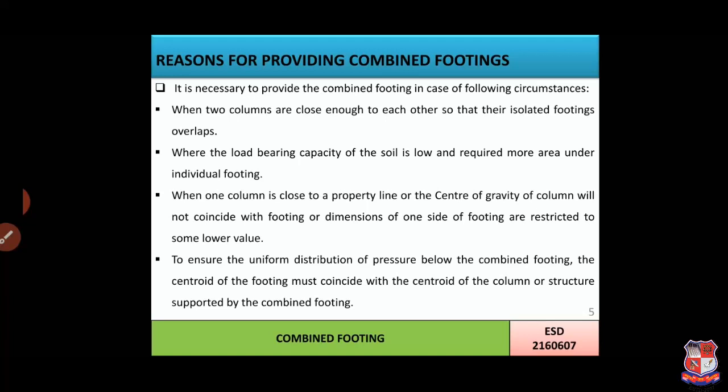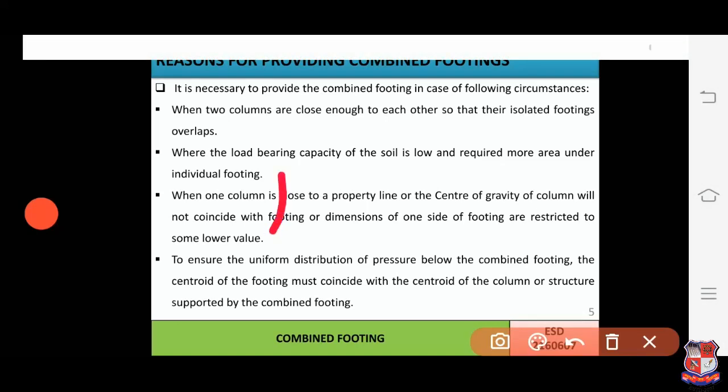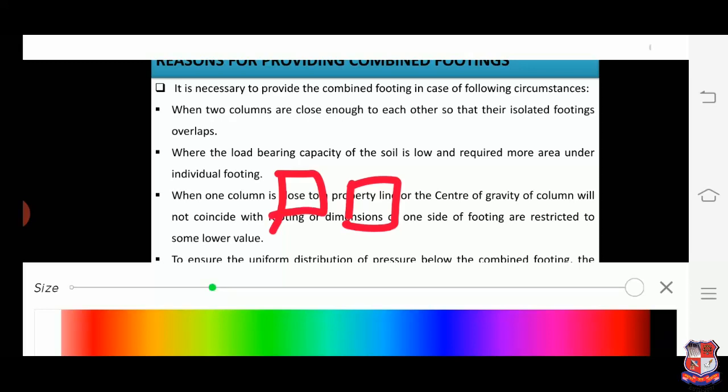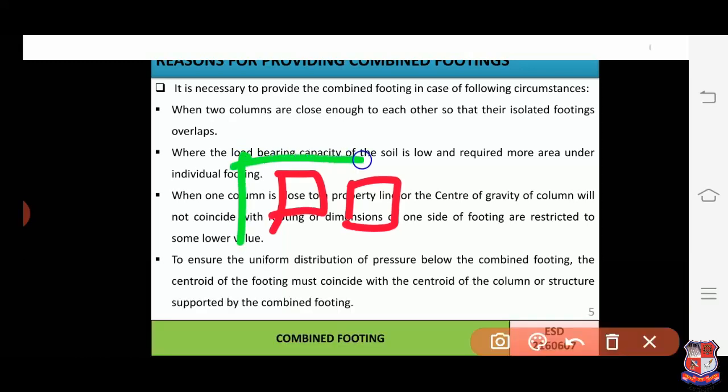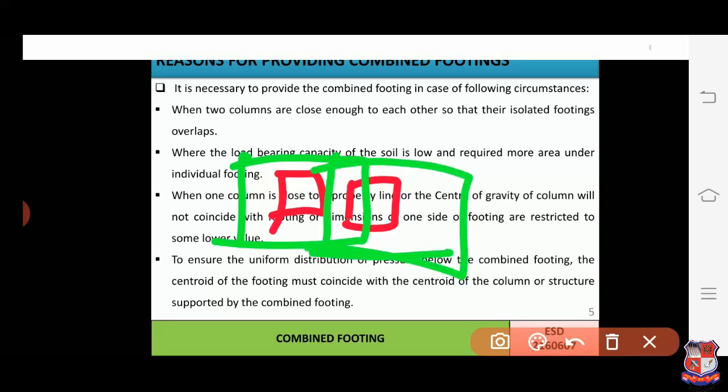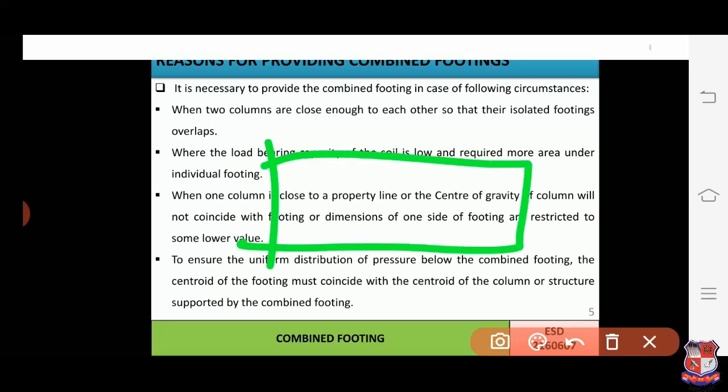Now reasons for providing combined footing, means why combined footing is provided. It is necessary to provide the combined footing in the following circumstances. First one, when two columns are close enough to each other so that their isolated footings overlap, means when columns are too near, say like this. Now if we provide individual footing for this one, that is, we can say pad footing, it will be like this, so it may overlap. Okay, so in such circumstances we need to provide a common combined footing, like this. I am drawing a plan, one column is over here, one column is over here, like this.